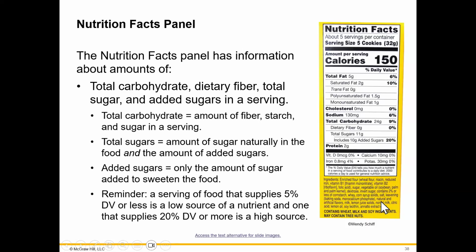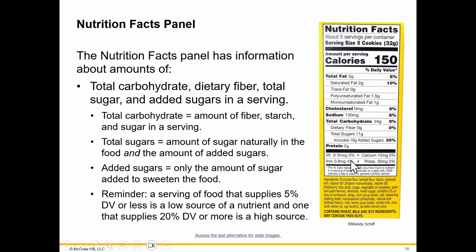Salt, no. Natural and artificial flavors, usually those are chemicals, and we don't know what the natural flavor is. Milk, yes, that's a carbohydrate. Non-fat milk, yes. So out of these ingredients, most of them were carbohydrates.